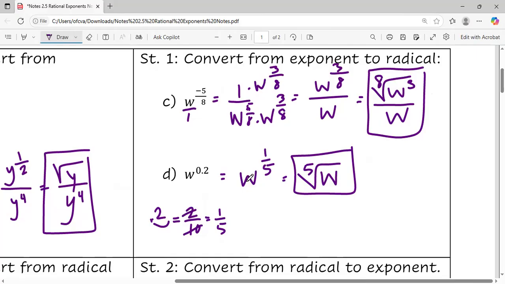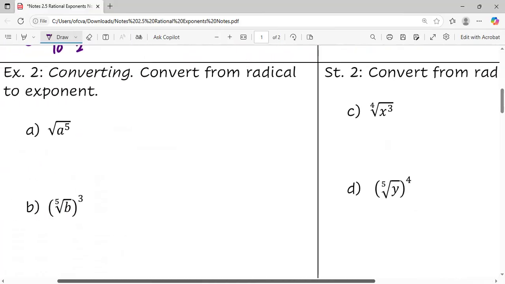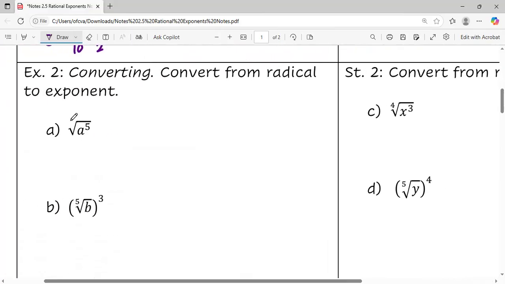All right, so in the next couple of examples, we're converting the opposite way. We're going from radical to exponent. So it's given to you in radical form. All you have to do is remember that the index is your denominator. That's it. So this becomes a to the 5/2. All we're doing is converting.